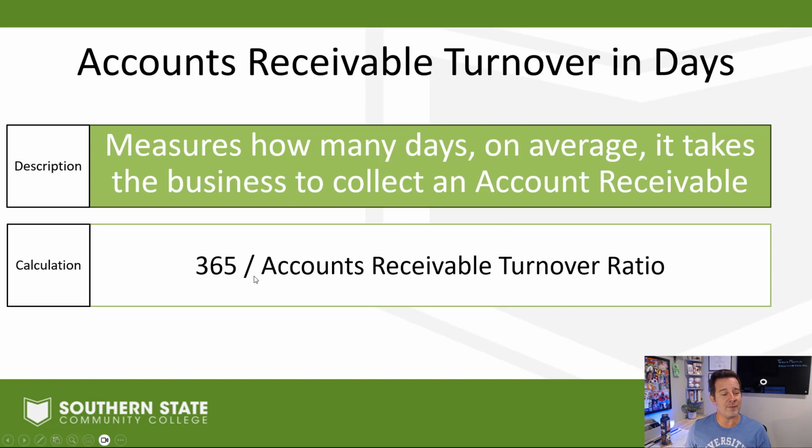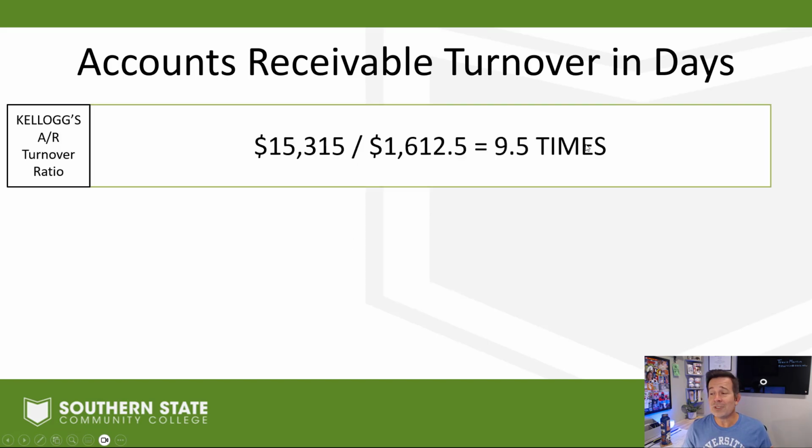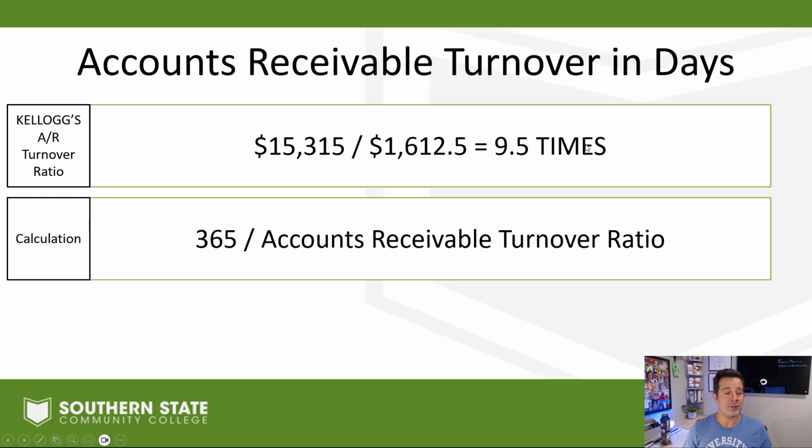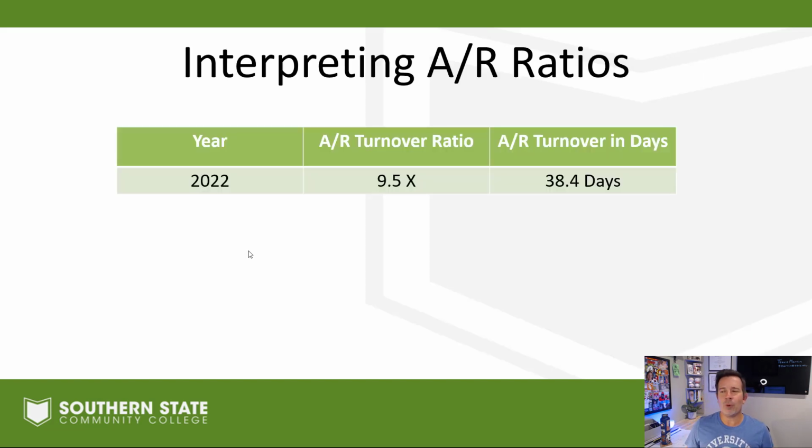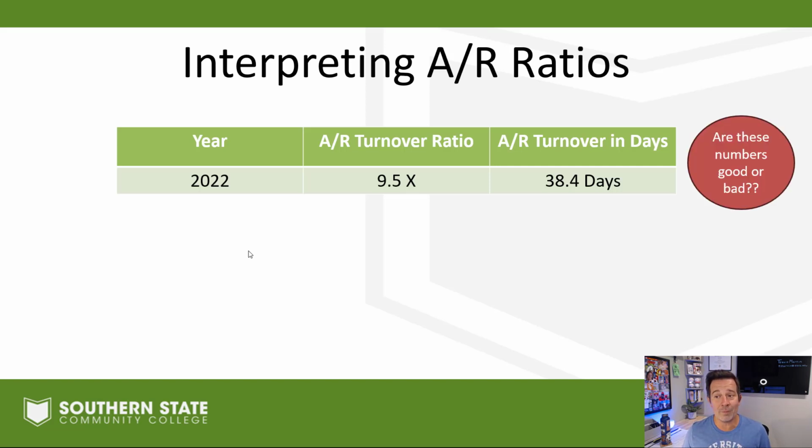The number of days in a year divided by the AR turnover ratio we just calculated, which we said was 9.5. So here we go. We're going to take 365 divided by 9.5. Kellogg's AR turnover in days is 38.4, meaning, here's our big payoff here, 38.4 days. It takes Kellogg's on average 38.4 days to be paid on an account receivable. And so interpreting that, 38.4 days or 9.5 times during the year, are those numbers good or bad?